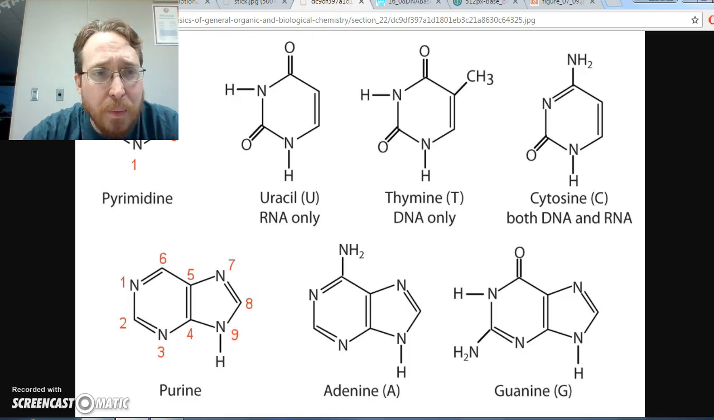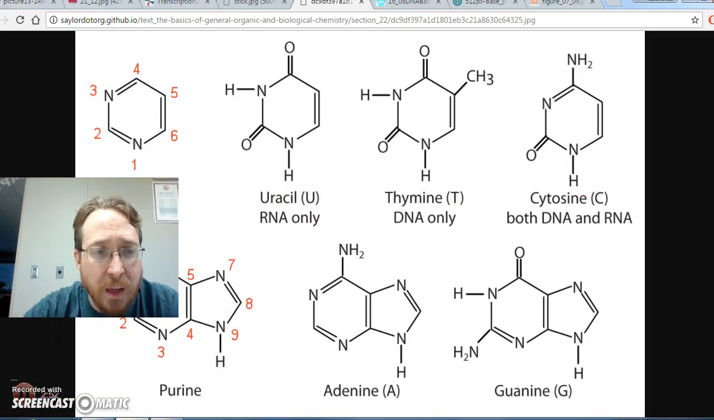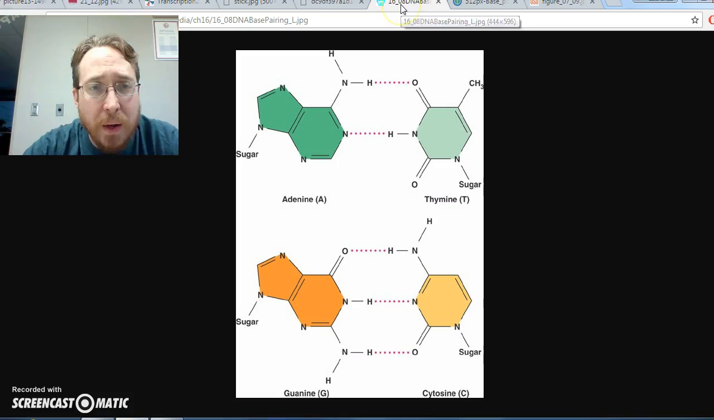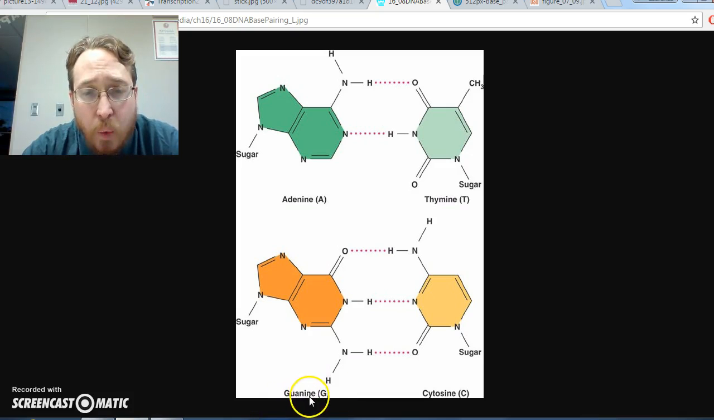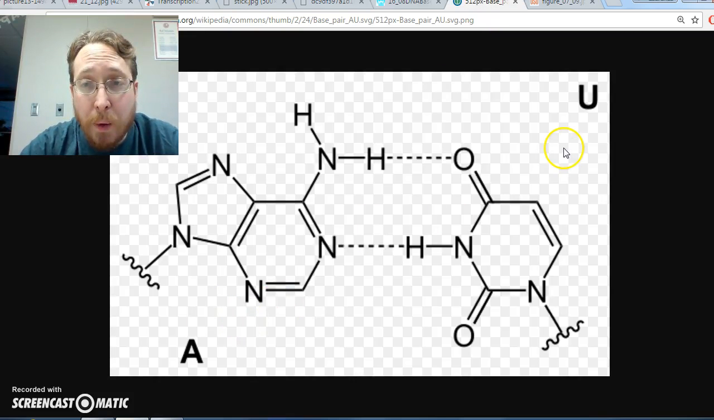Let's get more details. In those nucleotides, there are different types of purines and pyrimidines. The pyrimidines consist of uracil, thymine, and cytosine, and the purines consist of adenine and guanine. So how do they interact with each other? Adenine will bind with thymine in DNA, and guanine will bind with cytosine in both DNA and RNA, and in RNA alone, adenine will bind with uracil.